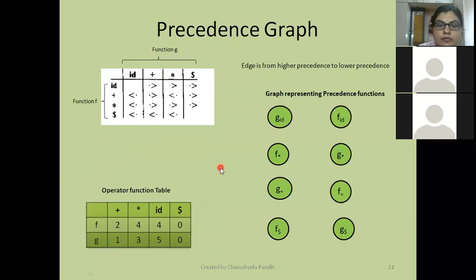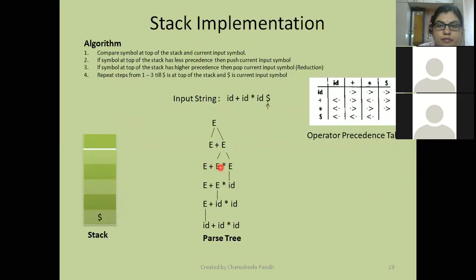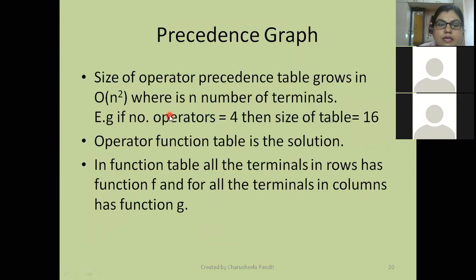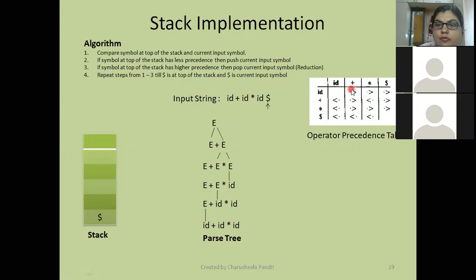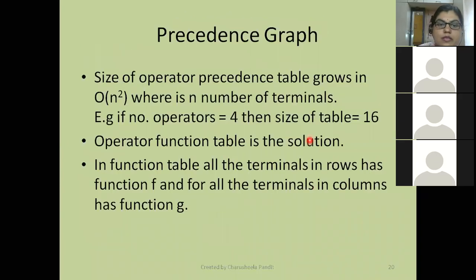So you can see the size of this table. If you have n operators, then the size of the table is n square. So with 4 operators, the size of the table will be 16 entries. If we have 100 operators, then the size will be 100 square, that is 10,000, right? So this is the only disadvantage of this operator precedence table, and the solution for this is the operator function table.